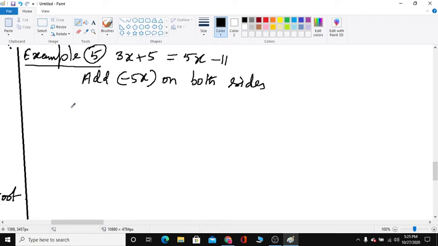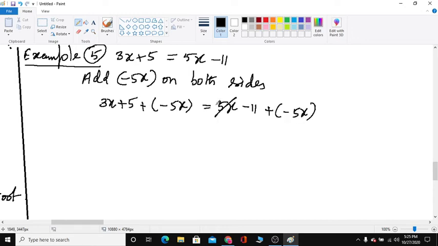Add minus 5x on both sides. Here you see right hand side plus 5x. It is plus 5x. Plus is there in front of 5, no sign but plus. Plus 5x. Here minus 5x you can cancel. Plus 5x minus 5x is 0. So you can cancel now. So what is in the right hand side, children? Only minus 11 is here.